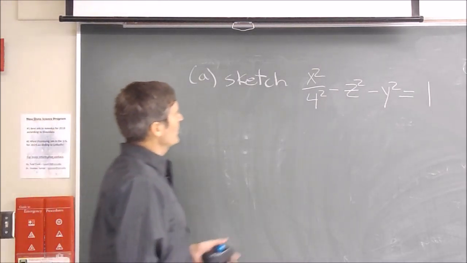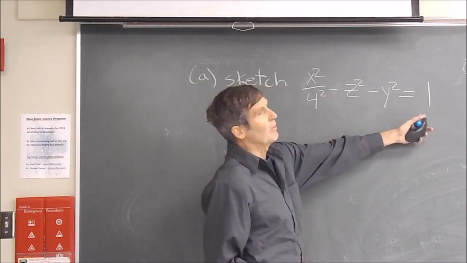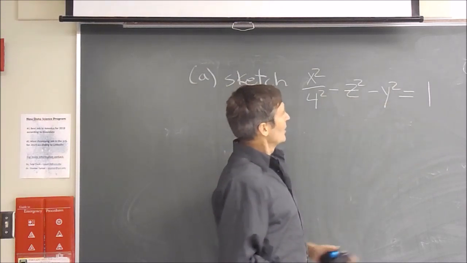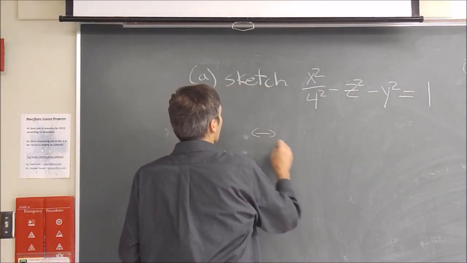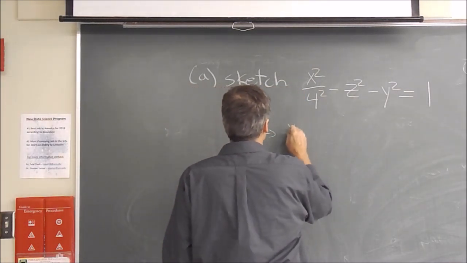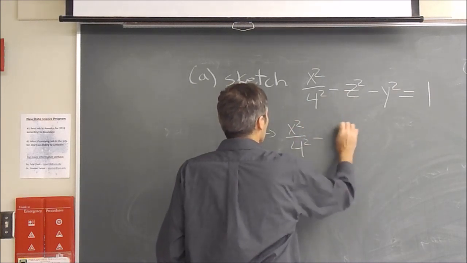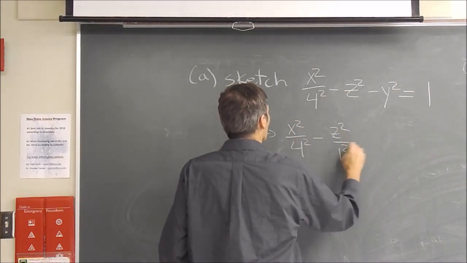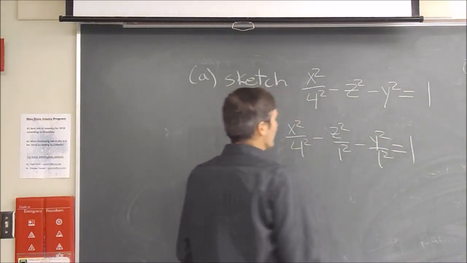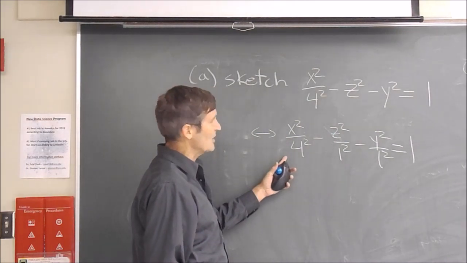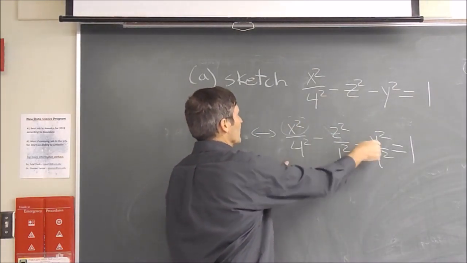Well, you remember, if you take the ellipsoid and put in 2 minuses and still have 1 on the right, you have a hyperboloid of 2 sheets. Rewrite this in the usual form of x squared over 4 squared minus z squared over 1 squared minus y squared over 1 squared equals 1. To see that it's exactly the hyperboloid of 2 sheets, except in the hyperboloid of 2 sheets, z was here and the x and y terms were subtracted.